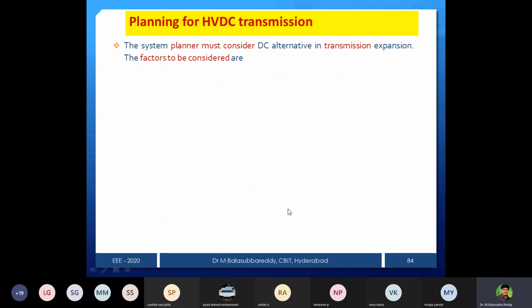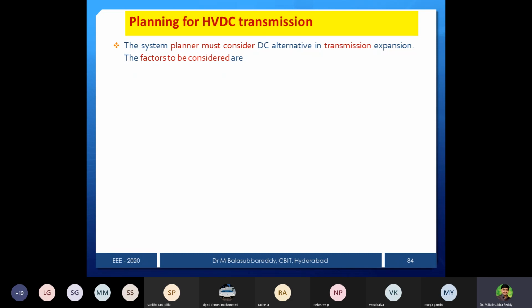That is about the components, whether it is a pole or a converter or a transformer or a valve or AC filter or a DC filter or a smoothing reactor. If the question comes, explain the components of HVDC transmission system, then you can elaborate each and every component briefly and just draw the diagram, that is a converter station diagram, and you can specify all the components very briefly. And then planning for HVDC transmission.